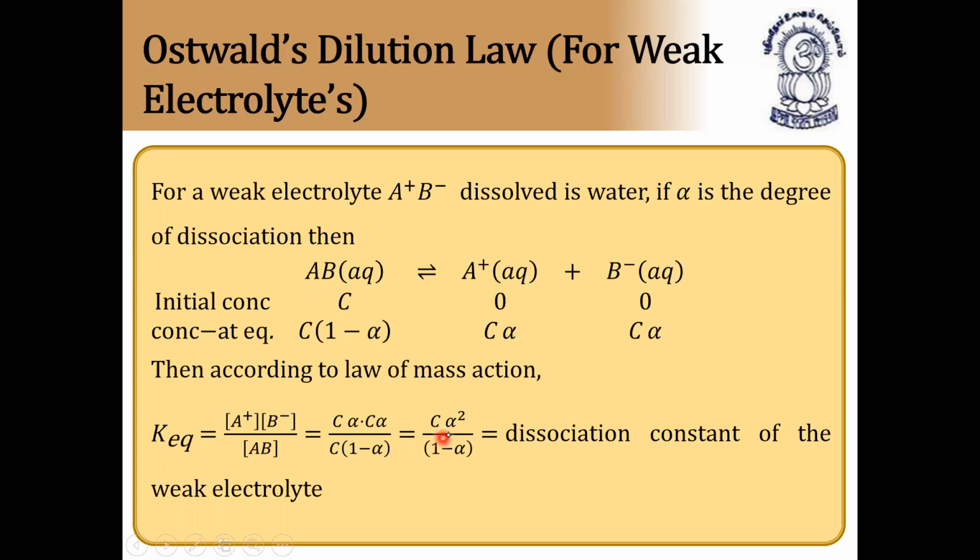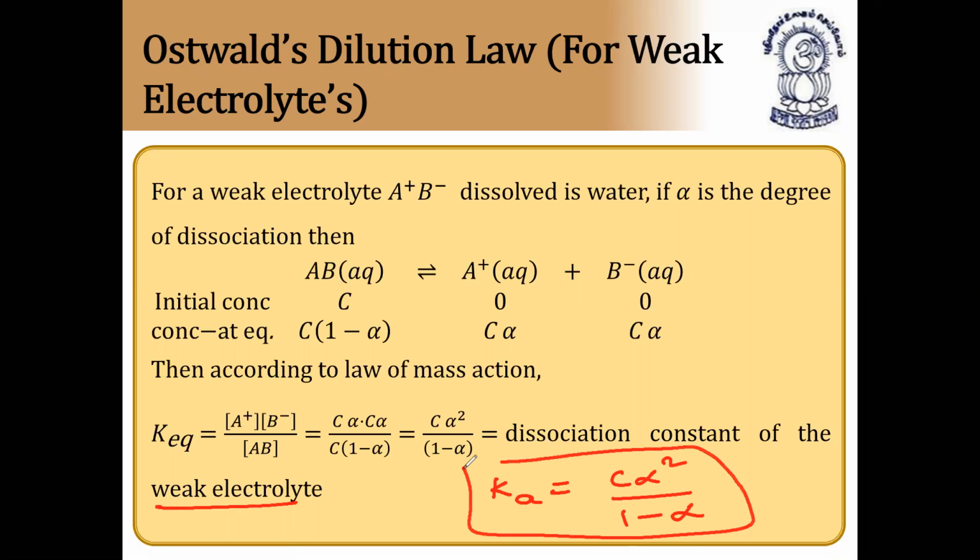On the whole, it becomes C alpha square by 1 minus alpha, which is called the dissociation constant of the weak electrolyte. The same thing we can write for the dissociation constant of an acid. If you take the weak electrolyte as an acid, then Ka is equal to C alpha square by 1 minus alpha. This formula is very, very important, where alpha is the degree of dissociation and C is the concentration of the solution, that is, the molarity. Ka is the dissociation constant of the weak electrolyte; here I have taken an acid, so Ka is the dissociation constant of acid, and Kb is the dissociation constant of base.